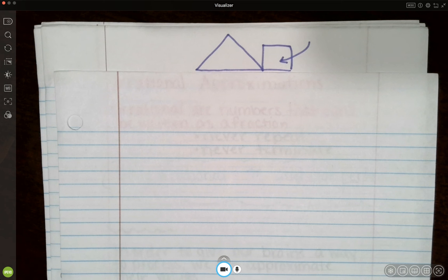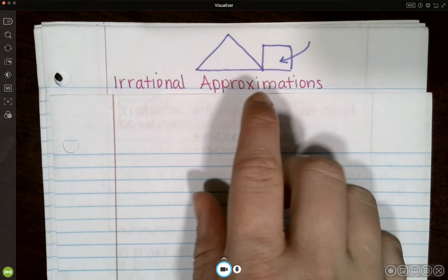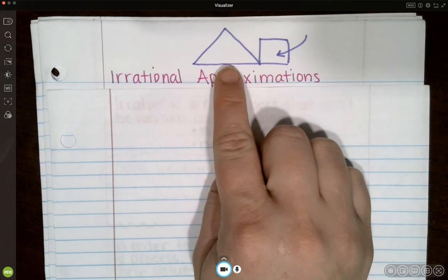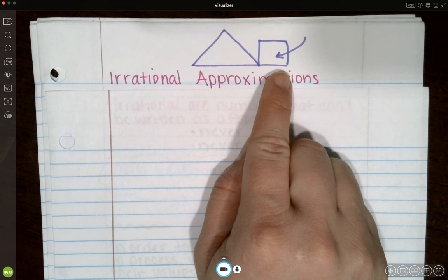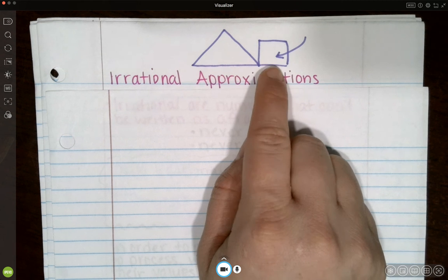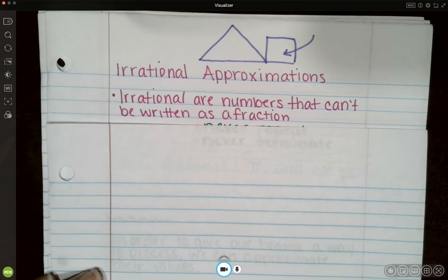All right, so in this video, we're going to be talking about irrational approximations. So given our classifications and what we've been working with, remember the pyramid represented rational numbers, anything that can be written as a fraction. Here we have our irrational island. So we need to keep in mind a couple of definitions that we learned about irrational numbers.